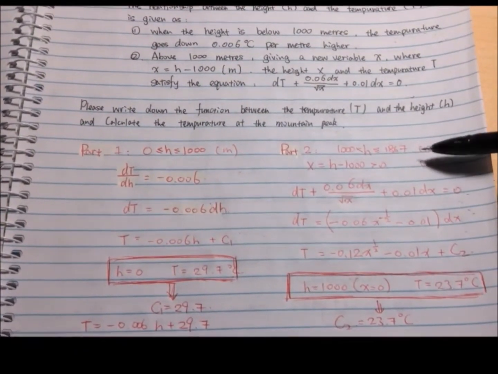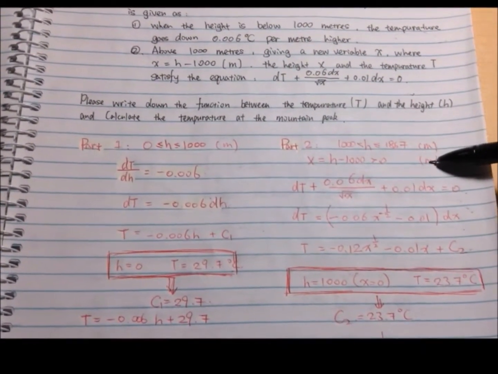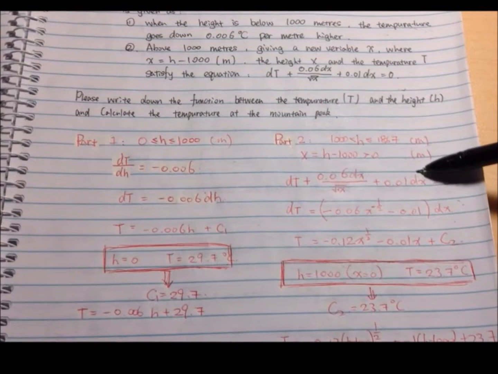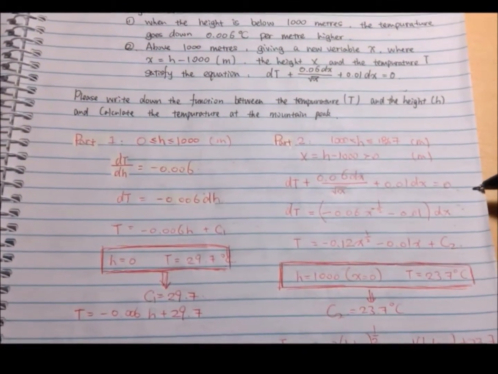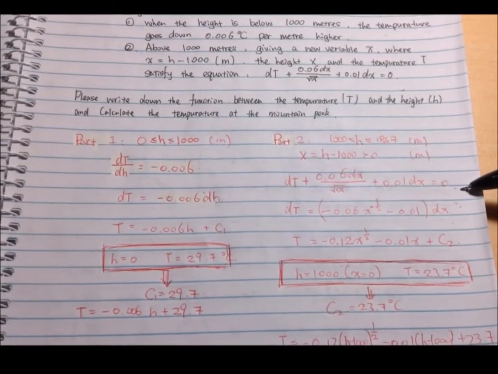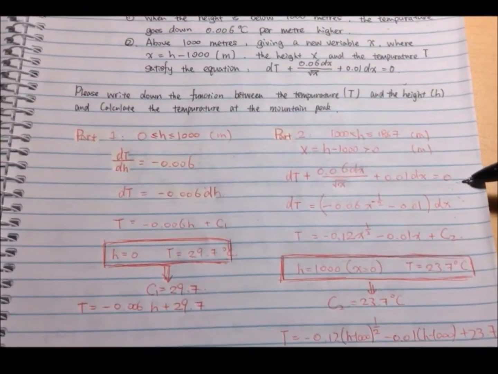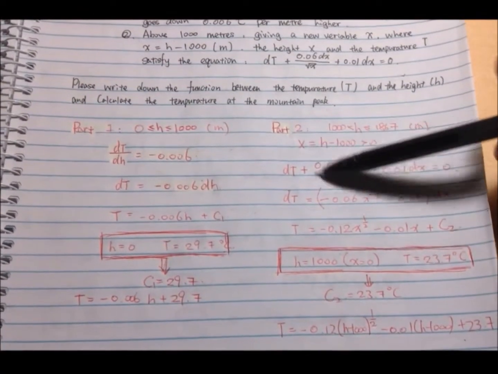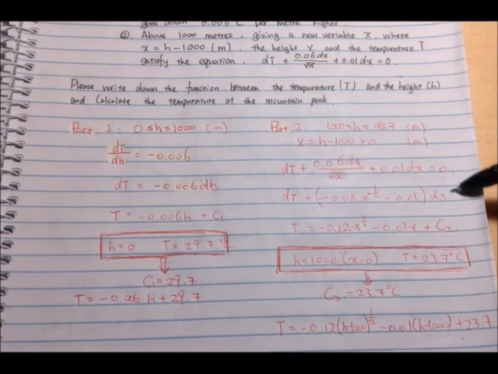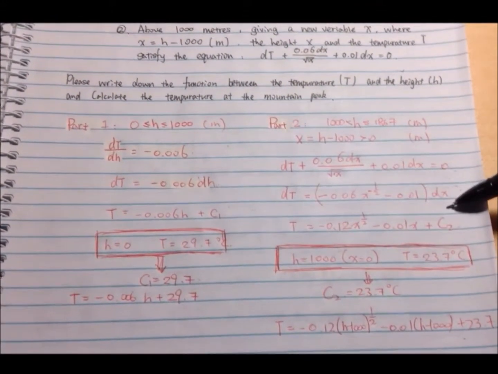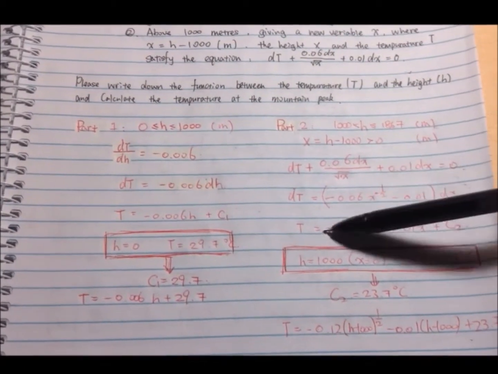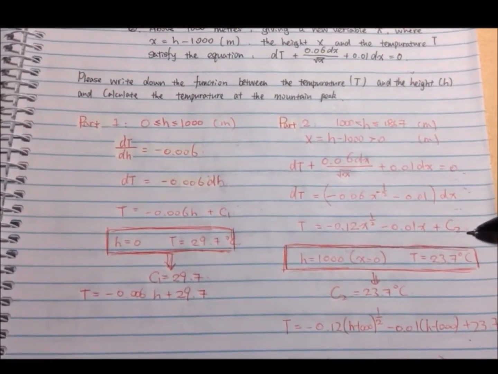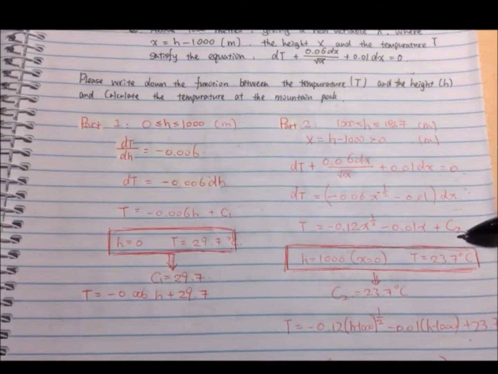In the second part, where h is between 1000 meters to 1867 meters, we have a new variable x equals h minus 1000 meters. The information was in the equation given here, dT plus 0.06 dx on the square root of x plus 0.01 dx equals 0. We notice here this equation is actually a variable separable ODE. We move these two terms to the right hand side and take out the common factor dx, end up with an equation like this. Then we integrate both sides. The result is T equals minus 0.12x to the power of half minus 0.01x plus a constant.